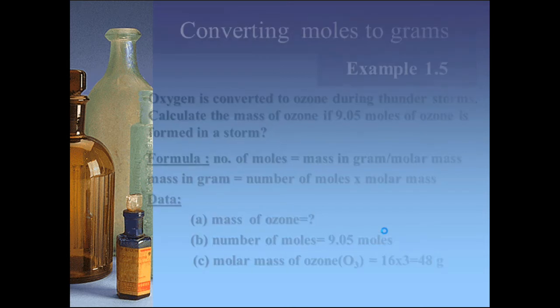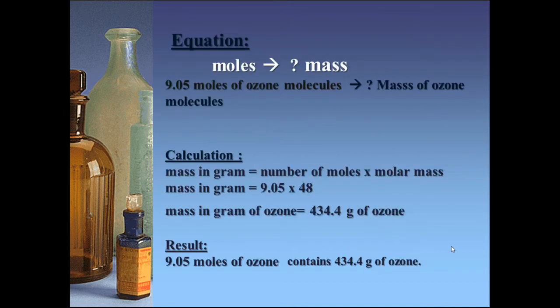Now, equation. Moles we already have. Mass we have to calculate. Moles: 9.05 moles of ozone molecule. Mass of ozone molecule, we are going to calculate.